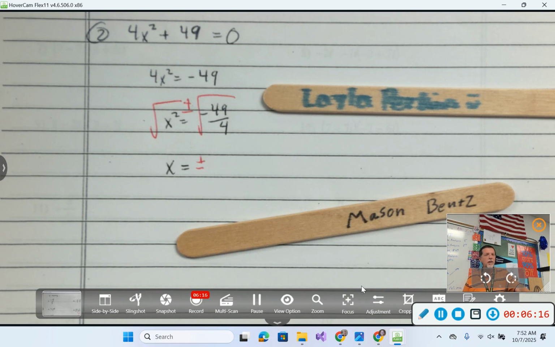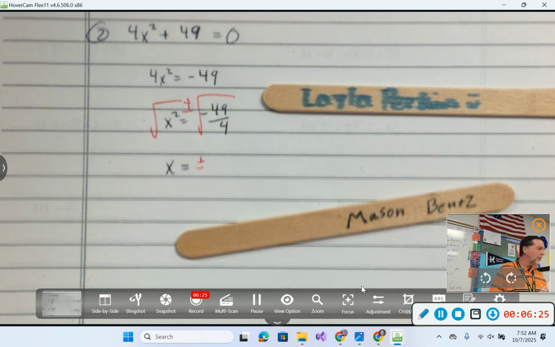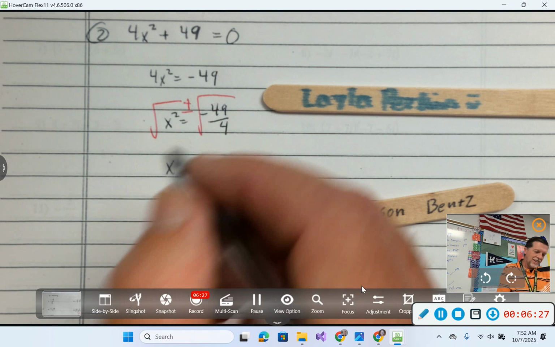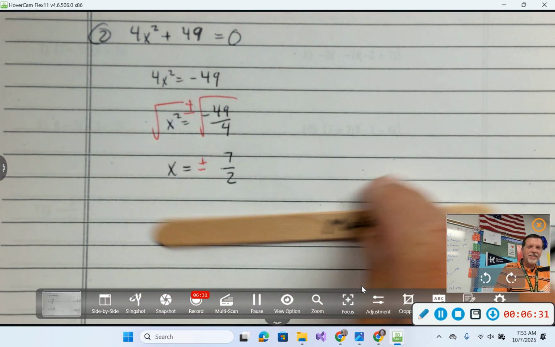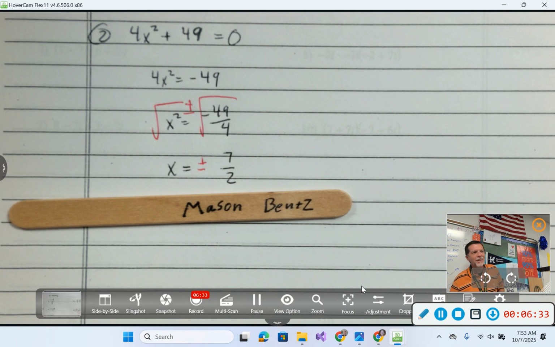Okay. And so what would the square root of 49 over 4 be? Well, handle them separately. What's the square root of 49? 7, and the square root of 4? 2. And so that's not wrong, but we kind of went a little bit out of order here, Mason. What else am I missing?